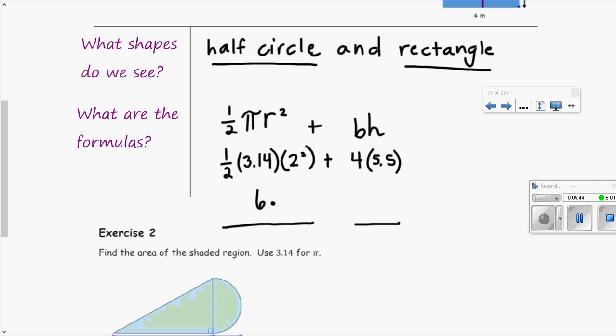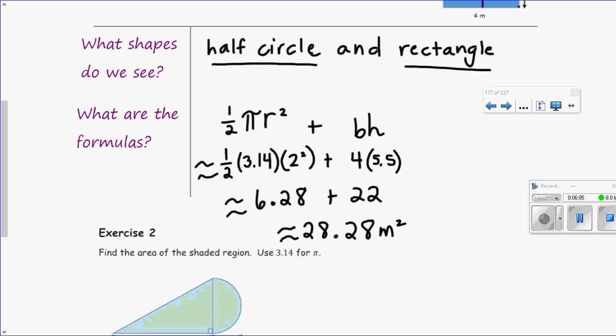Okay, did you get 6.28 for the half circle and 22 for the rectangle? Again, you can pause it and add those two together. 28.28 meters squared. And we're going to put approximately. Once we use 3.14 and not the pi symbol, it's all approximated. So it's very, very close to 28.28 meters squared.